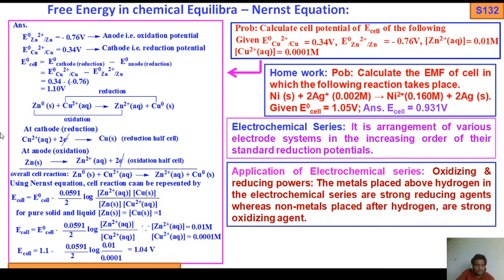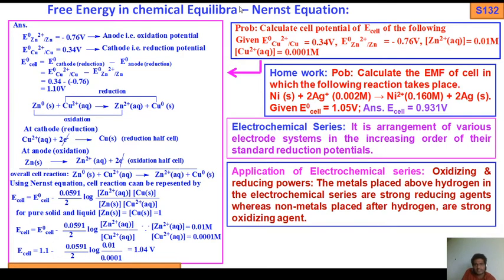So E naught Zn2+/Zn, Zn2+ plus 2 electrons to Zn, that is the reduction potential value given. This is the anode, the oxidation potential. E0 Cu2+/Cu is also a reduction potential value, 0.34 volt, the cathode. As I have already told you, the higher value of reduction potential is treated as the cathode, and the lower value is the anode. Anode means oxidation half cell, cathode means reduction half cell. So Cu2+ to Cu reduction occurs, and Zn to Zn2+ oxidation occurs.